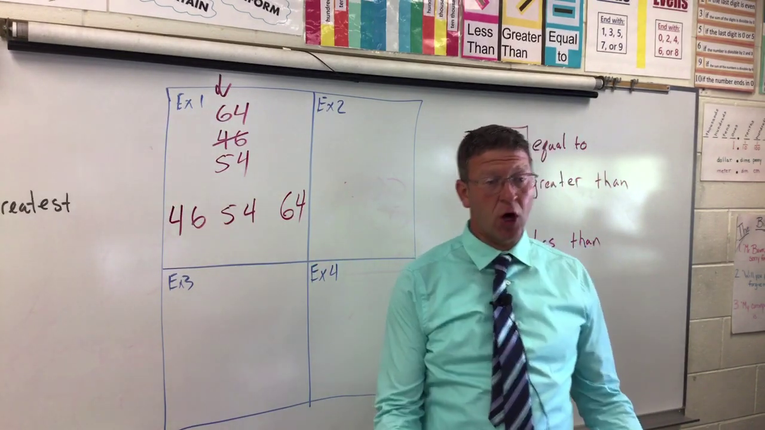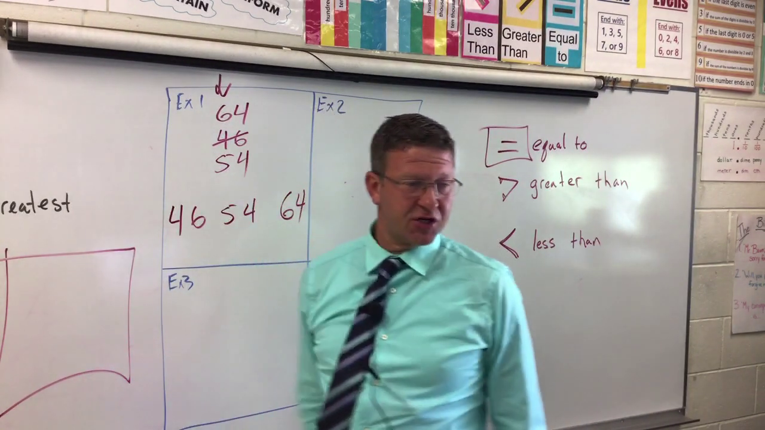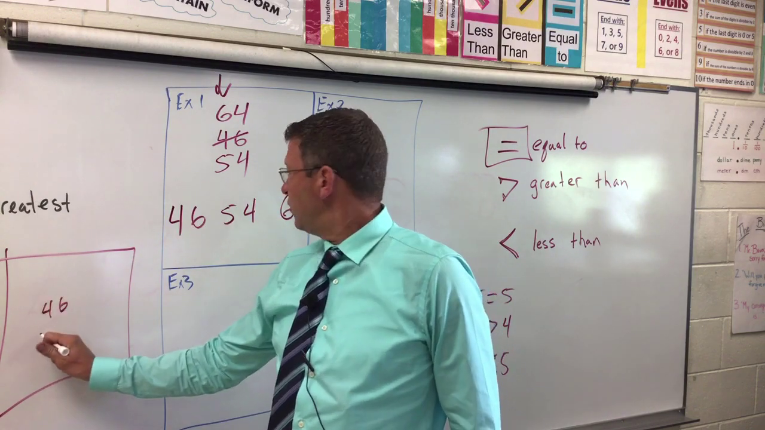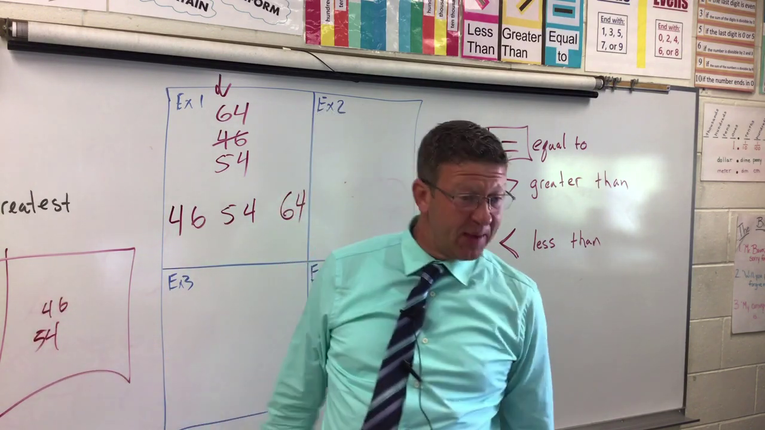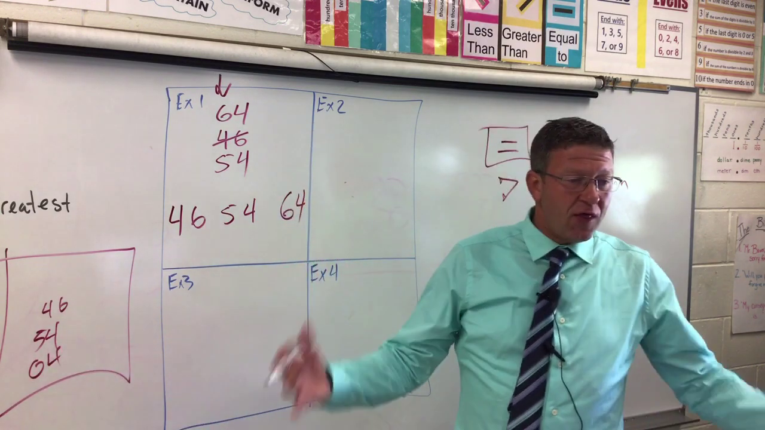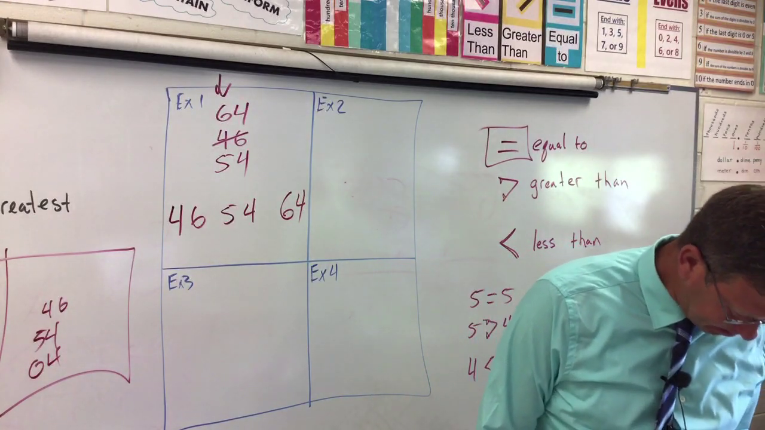Now again, if you have your hundreds chart, you could use that. And what you would find on your hundreds chart is you would find 46 in the column with all the rest of the 4s. You'd find 54 underneath it, making it bigger, and you'd find 64 underneath that. And so that's how you could use a 100 chart to help you solve that problem.